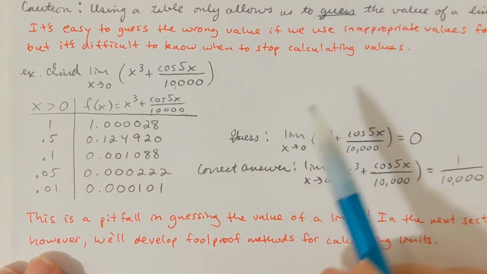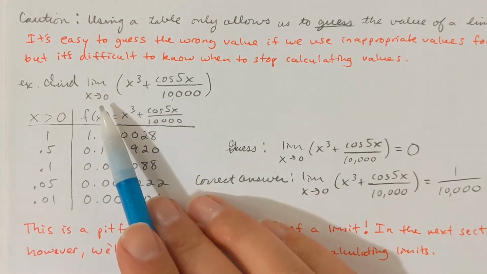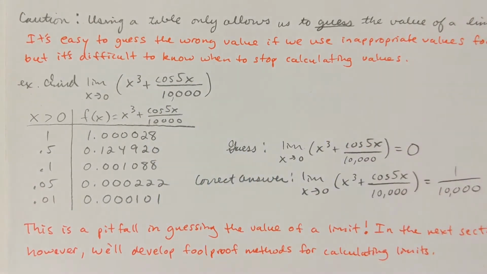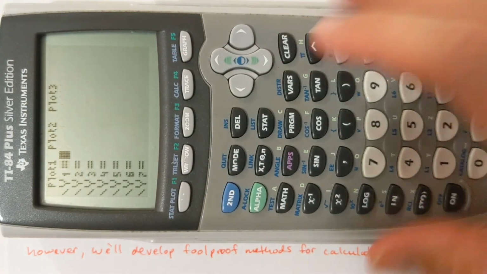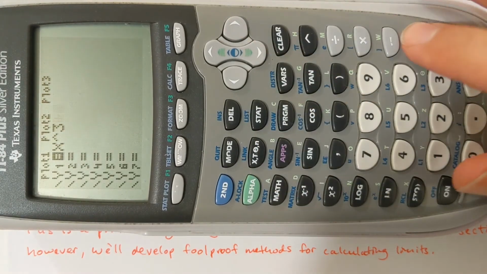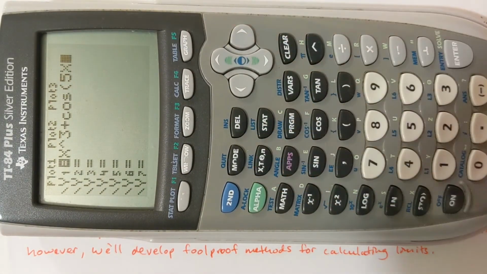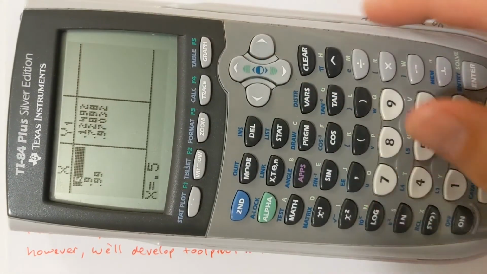Well, to show the caution statement here, I've got another example. Find the limit as x approaches 0 of x cubed plus cosine of 5x divided by 10,000. Okay, now you can use your calculator here and type in the function. And I can quick do that here. It's x cubed plus cosine. I'd want to make sure I'm in radian mode. I believe I am. Cosine of 5x divided by 10,000. Okay, and I'll hit enter. And then I'll go to my table next.